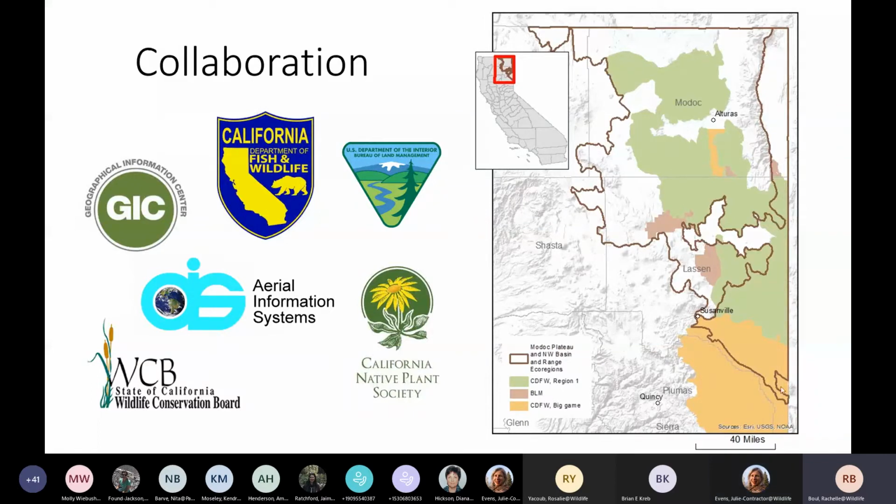And then again, the Doyle-Loyalton project, GIC is also mapping that, and started with funds from DFW's Big Game Funds. So we're very, very thankful and grateful for all the contributors and collaborators.